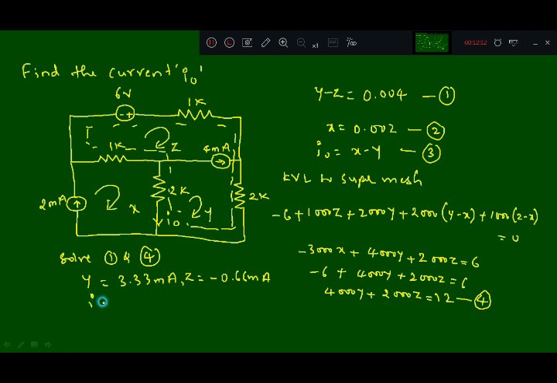And I0 is equal to x minus y. So x is 2 milliamps minus 3.33 milliamps. So this is nothing but minus 1.33 milliamps. The minus sign indicates that the current is flowing in the opposite direction. Okay, so thank you. We'll see the other numericals in the next class.